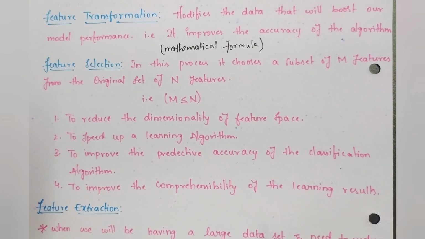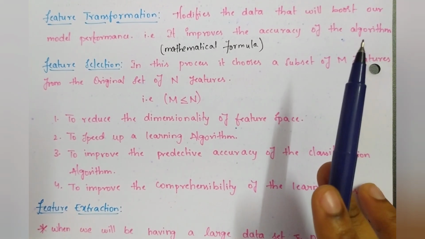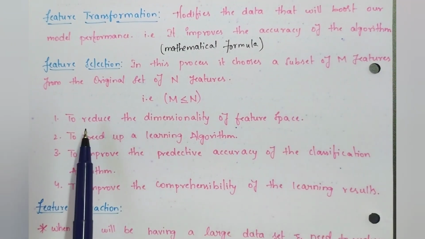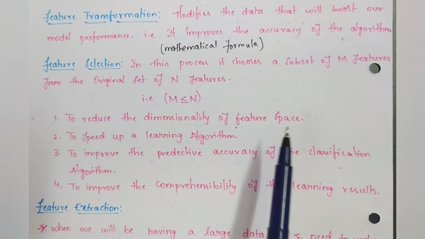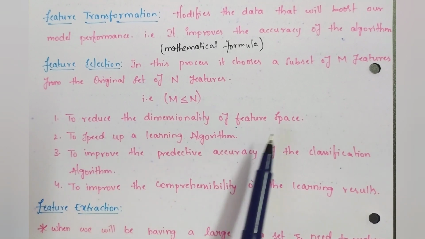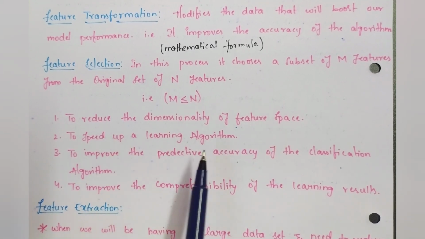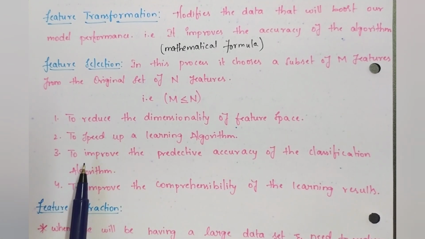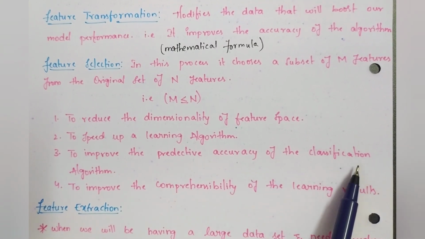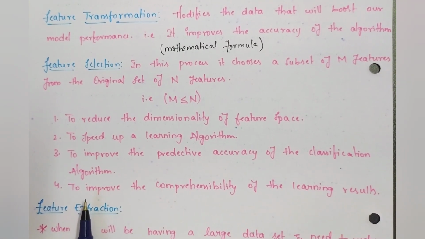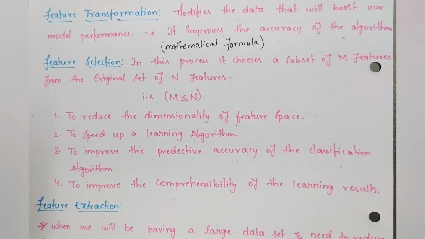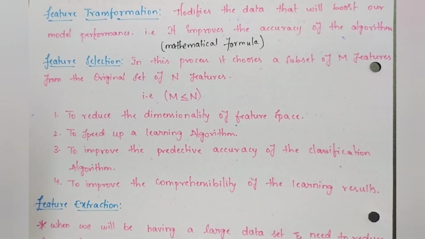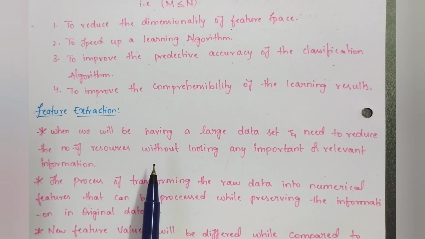According to its role, feature selection has four things to do. Firstly, reduce the dimensionality of the feature space. Next, it will speed up the learning algorithm. Next, it improves the predictive accuracy of the classification algorithm, and then it improves the comprehensibility of the learning results. Those are the four main points we do in the feature selection process. Now getting into feature extraction, the final thing.